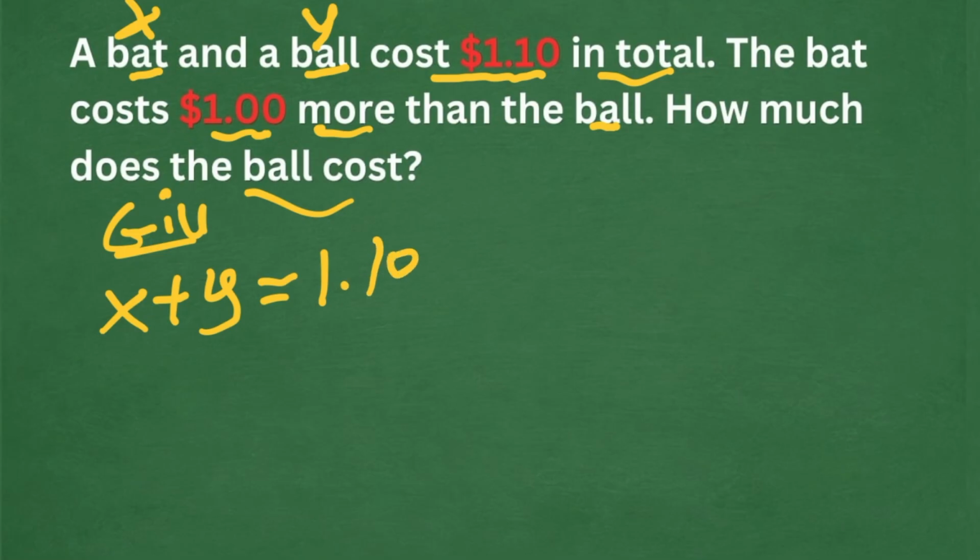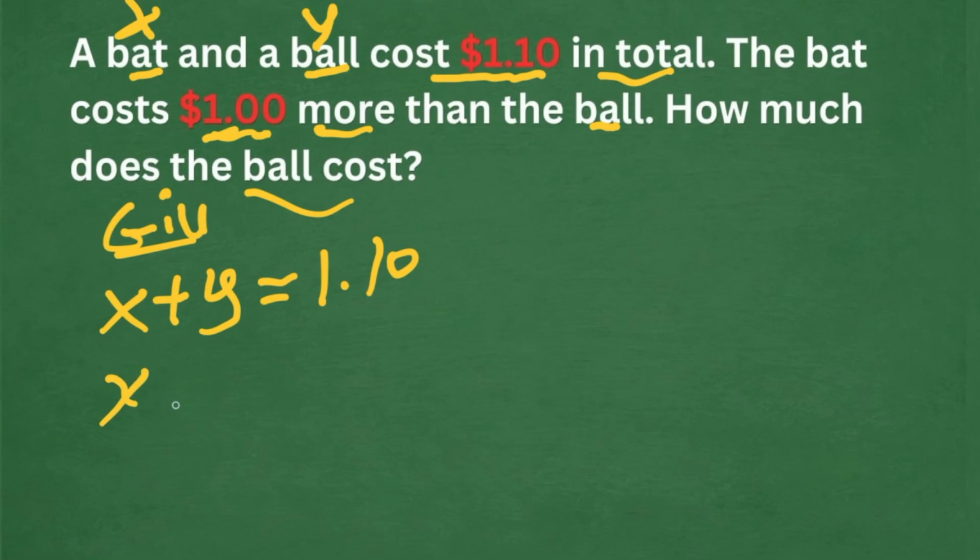I'm not going to put the dollar signs here because that would make the calculation a bit messy. But we know that in common sense, there is a dollar sign, and we are talking about money. So anyway, that doesn't matter much. So guys, we have the first given. And the second given is that the bat costs $1 more than the ball.